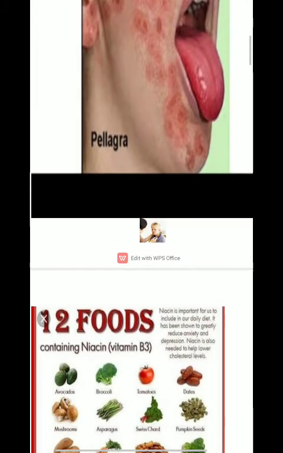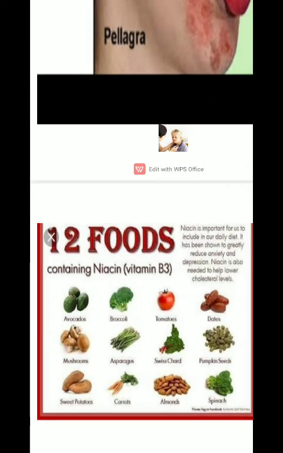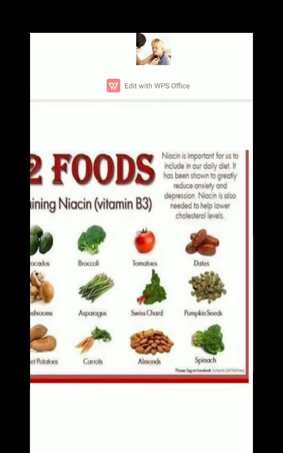Now the food items which we can eat to prevent pellagra are the foods that contain niacin or vitamin B3. These are avocados, broccoli, tomatoes, dates, mushrooms, asparagus, Swiss chard, pumpkin seeds, sweet potatoes, carrots, almonds, spinach. Niacin is important for us to include in our daily diet. It has been shown to greatly reduce anxiety and depression. Niacin is also needed to help lower cholesterol level.